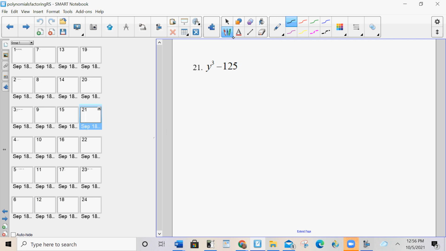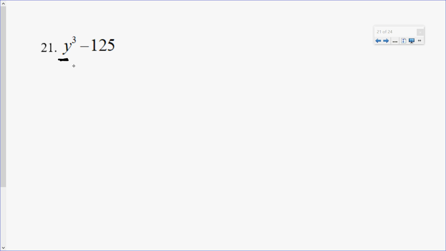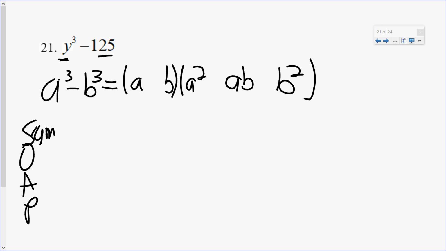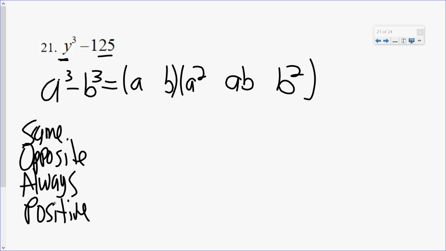Now there's two terms. Y to the third is not a perfect square, but it is a perfect cube. 125 is a perfect cube. So it's cubes. So I start by writing the formula. A minus B, A squared, AB, B squared. So your signs: same, opposite, always positive. First sign is the same, second sign is opposite of that, third sign is always positive.